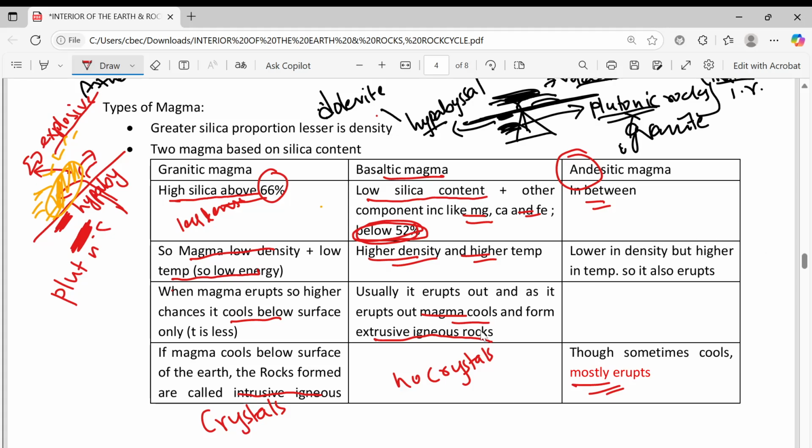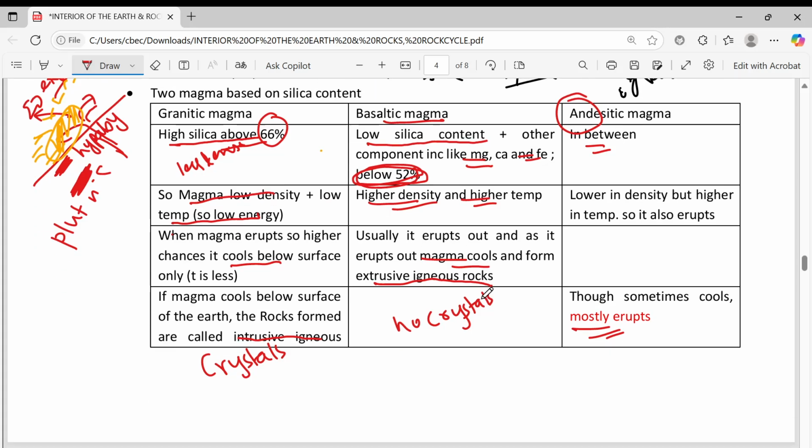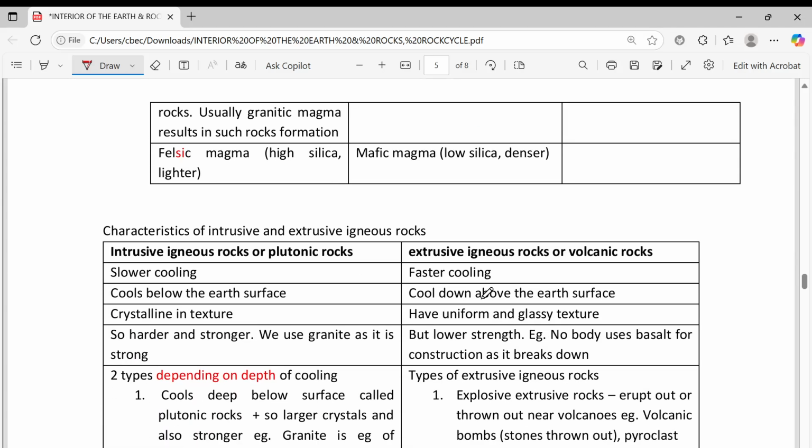So remember granitic magma and basaltic magma. Granitic magma has greater silica, above 66%, so it is less dense with low energy, and it cannot erupt out of the surface. Whereas basaltic magma has less silica but is more dense and heavy, so it has greater energy. It can break the lithosphere, come out and form basalt rocks. So these are the two types you remember.